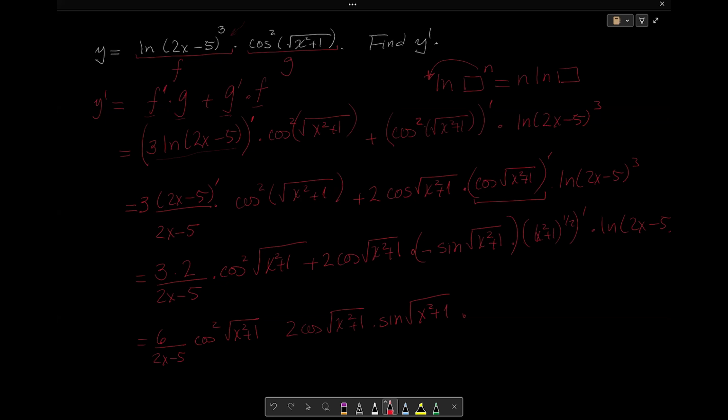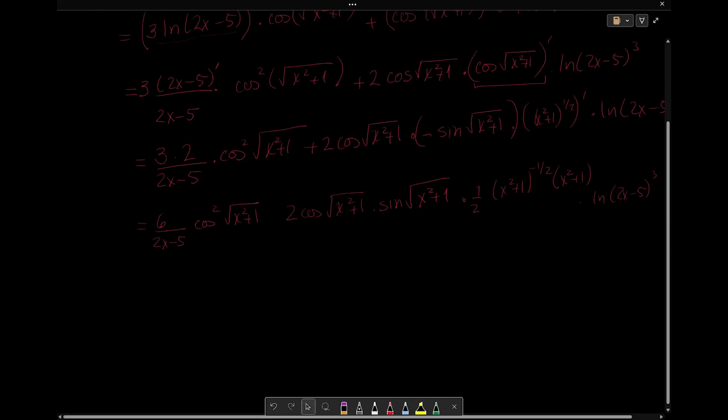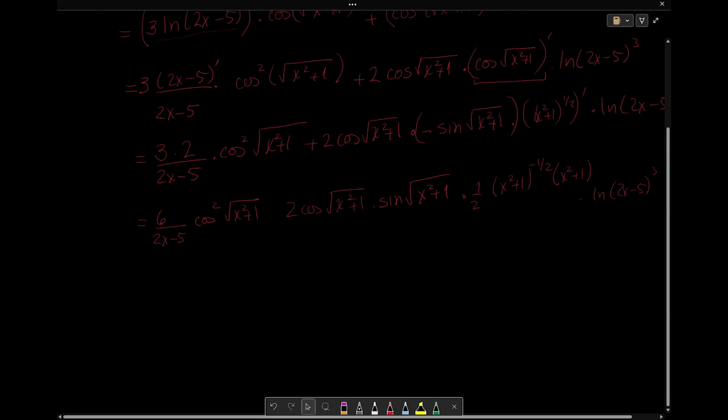So when we look at this, what do we see? Again, we see something to a power. In our mind, power rule. Power rule, drop the power. That's something to one less power times the derivative of that something, times the ln 2x minus 5 cubed. See how we're carrying on the chain rule? That's why it's called the chain rule.